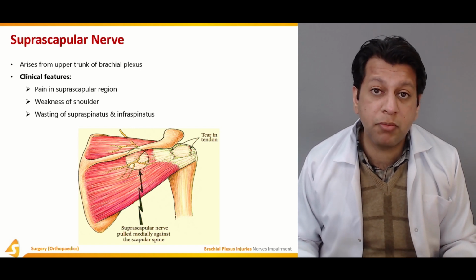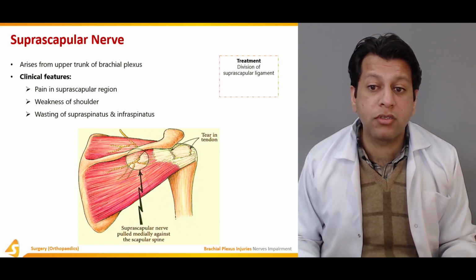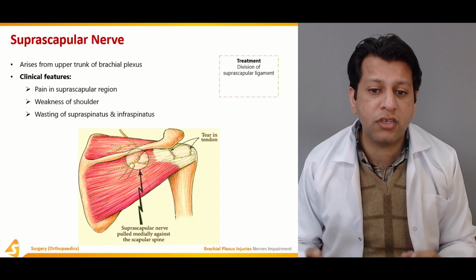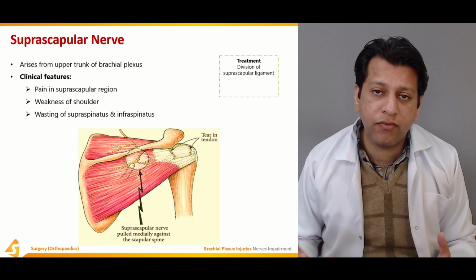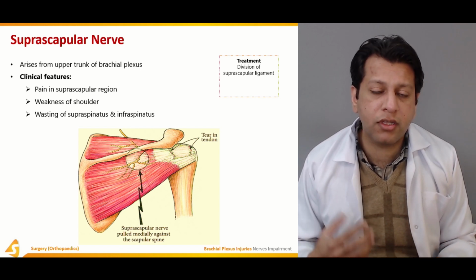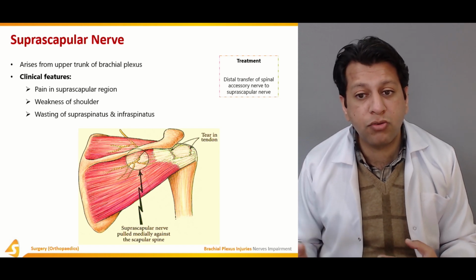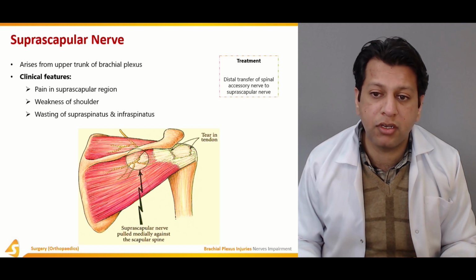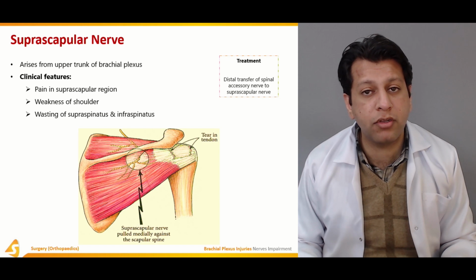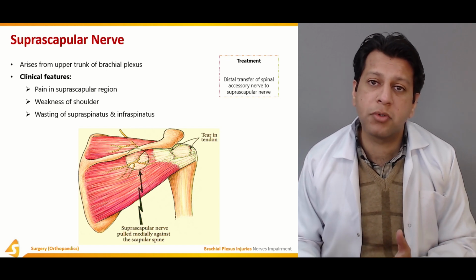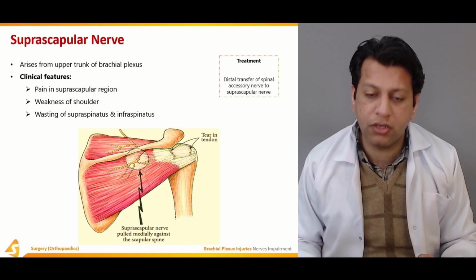There may be associated wasting of supraspinatus and infraspinatus. Usually the treatment, if it gets entrapped between the suprascapular ligament, which is just like this one, is that we can do a division of the suprascapular ligament. If it is damaged due to some other reason, then we may need to repair the nerve as well. Other options include the distal transfer of spinal accessory nerve to the suprascapular nerve, so that the functional effect of the supraspinatus can be restored.